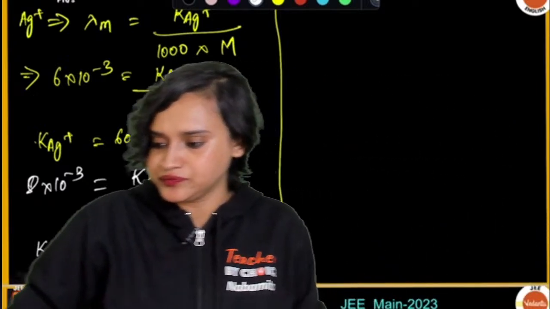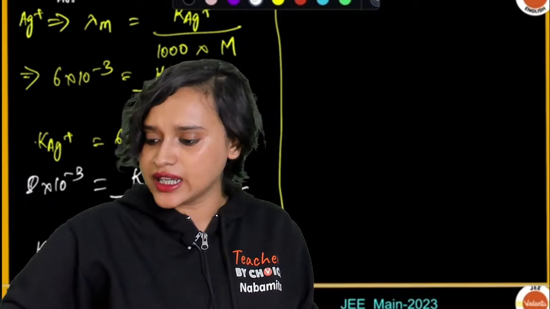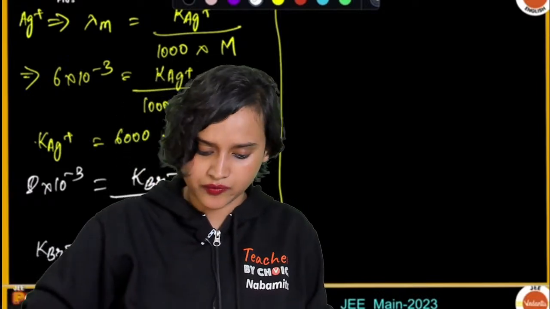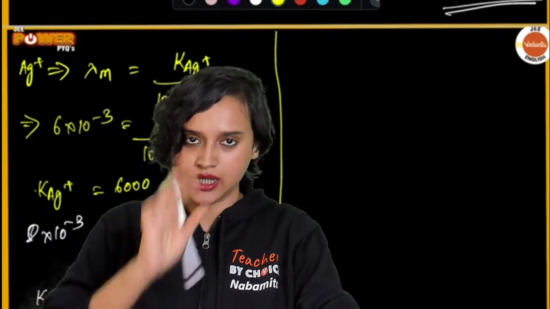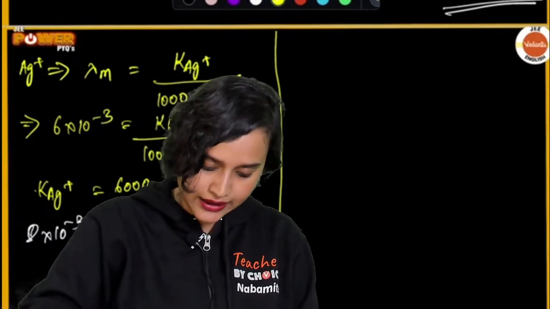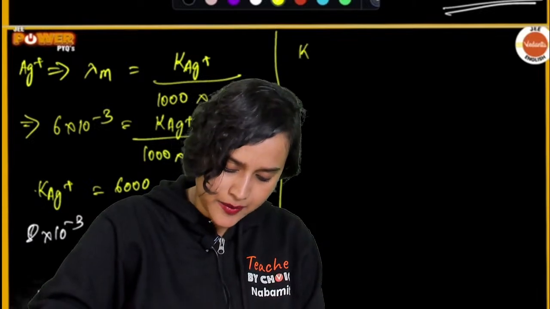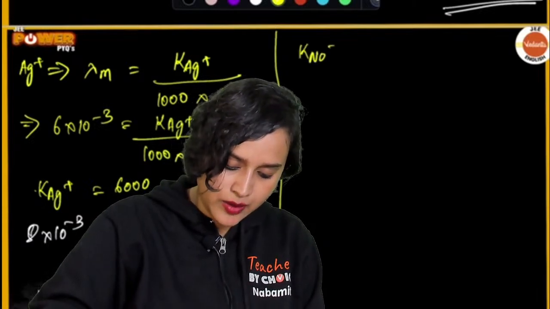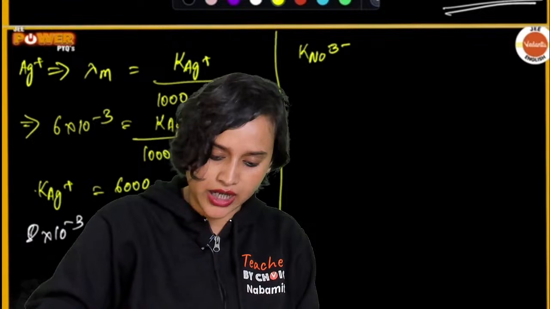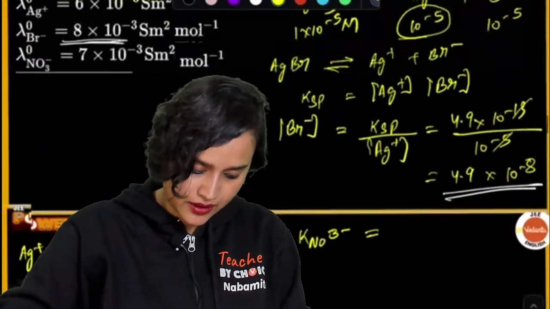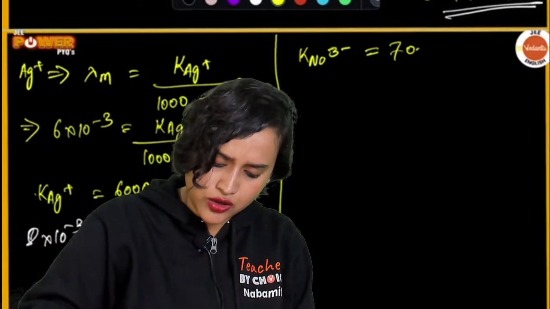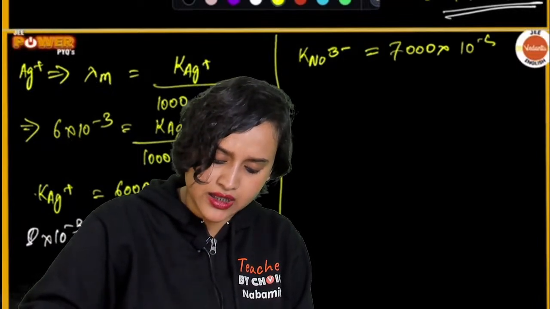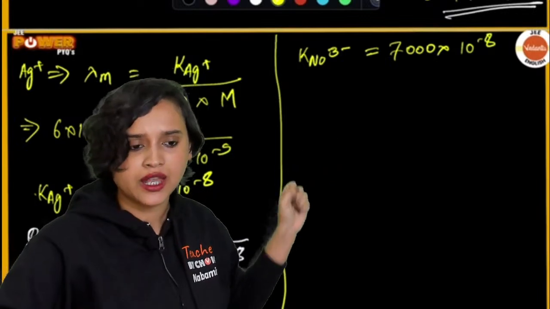Check again. Am I not correct? Wait a second. I think we are almost done, guys. Finally, for KNO3 minus, we know that it is 7 into 10 to the power minus 3. So that means this will be equal to 7000 into 10 to the power minus 8, similar to this.